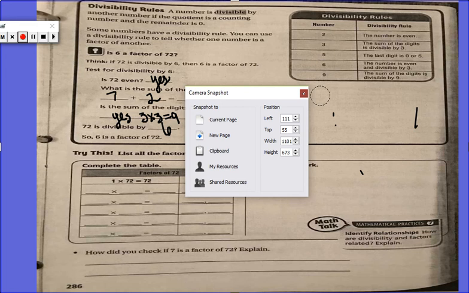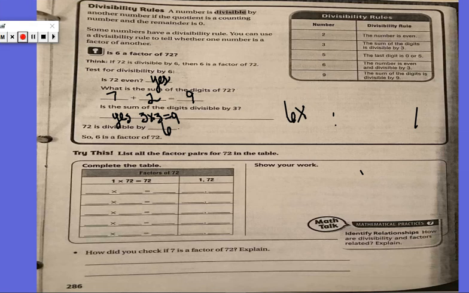6 times 12 is 72. Alright, try this. List all the factor pairs for 72 in the table.